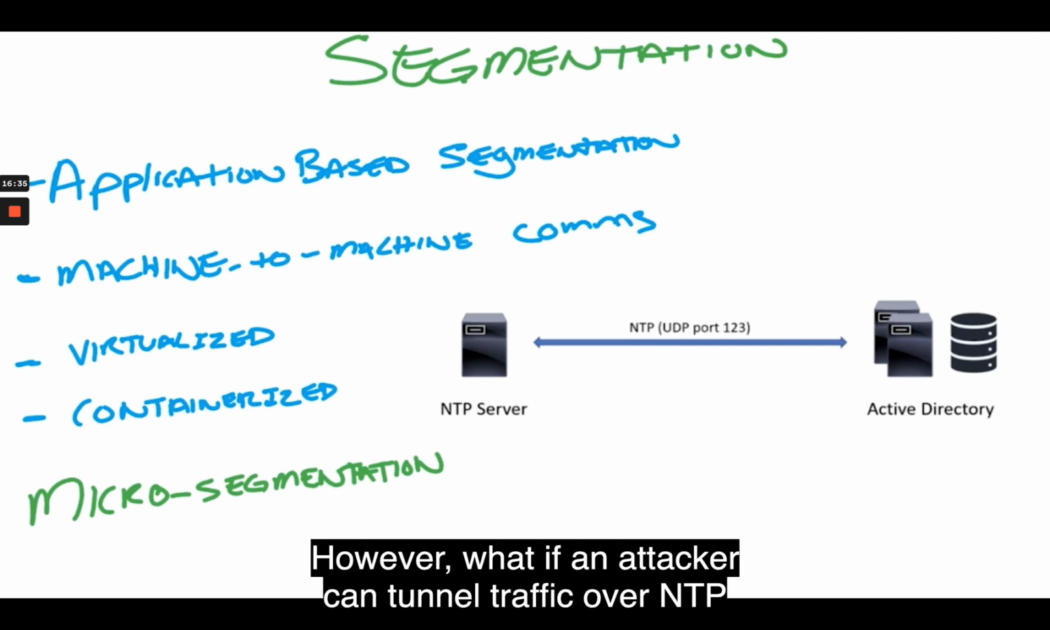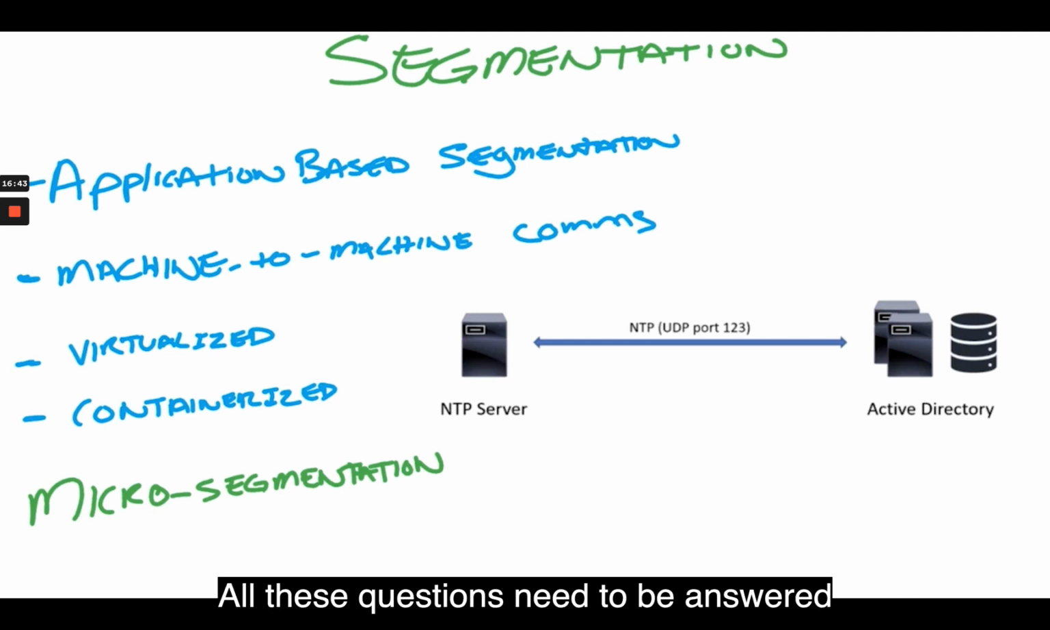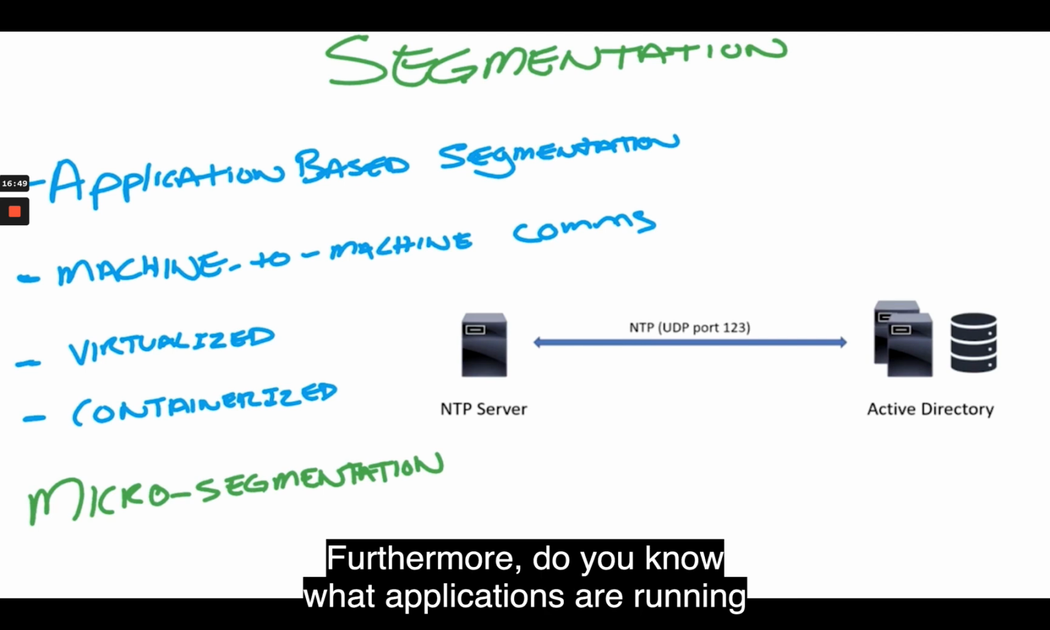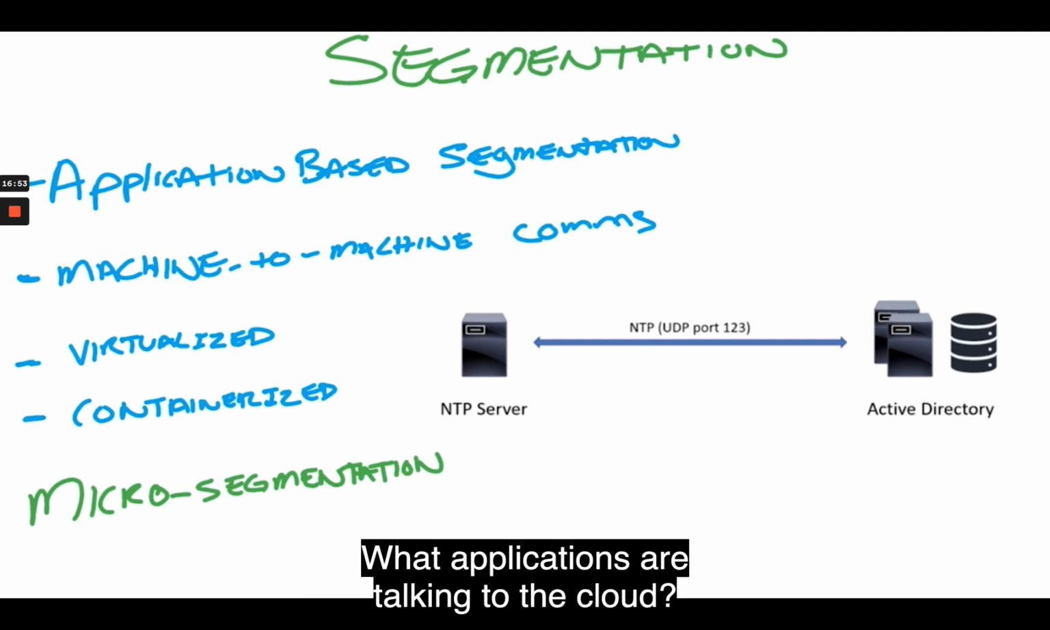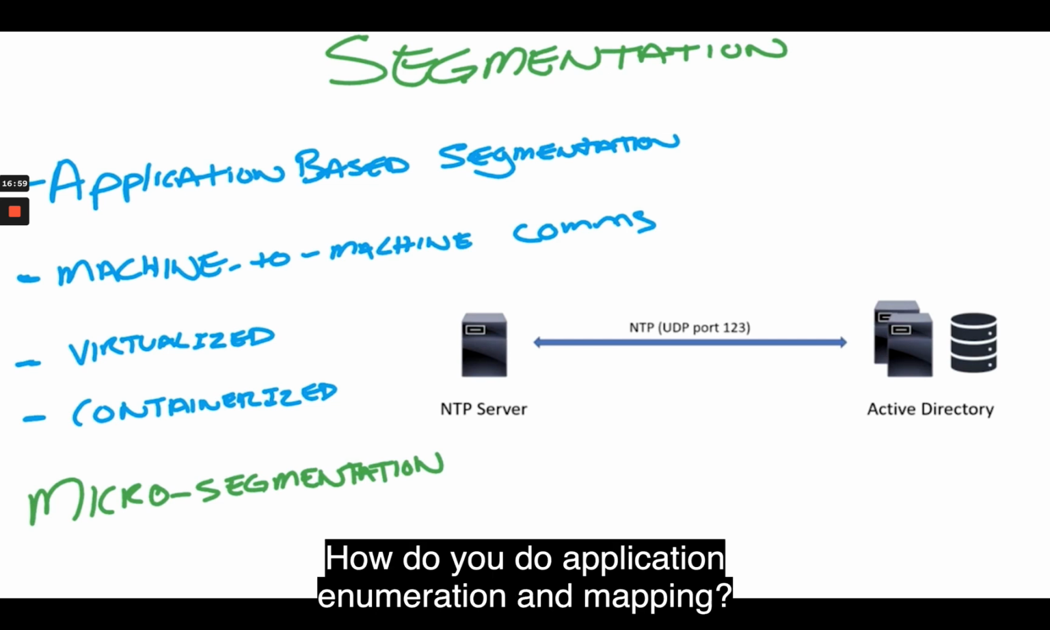However, what if an attacker can tunnel traffic over NTP and exfiltrate information from the organization? All these questions need to be answered when you are creating your segmentation strategy. Furthermore, do you know what applications are running in your environment? What applications are talking to the cloud? Which are hosted in the cloud? How do you do application enumeration and mapping?